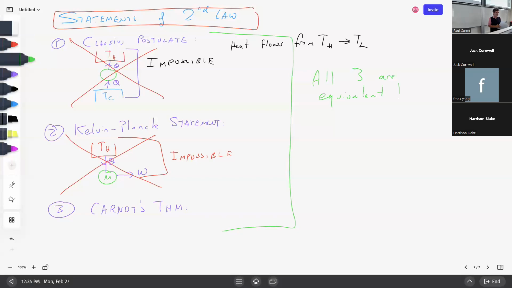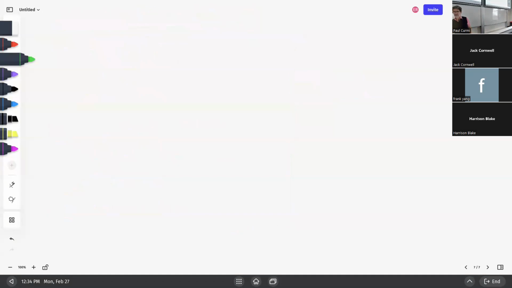If you want the fleshed out statements, see them in my notes or go to any of the textbooks. Okay, so this is all fine. This is all words. But as physicists, we like to have things written mathematically. So I want a mathematical description of the second law.